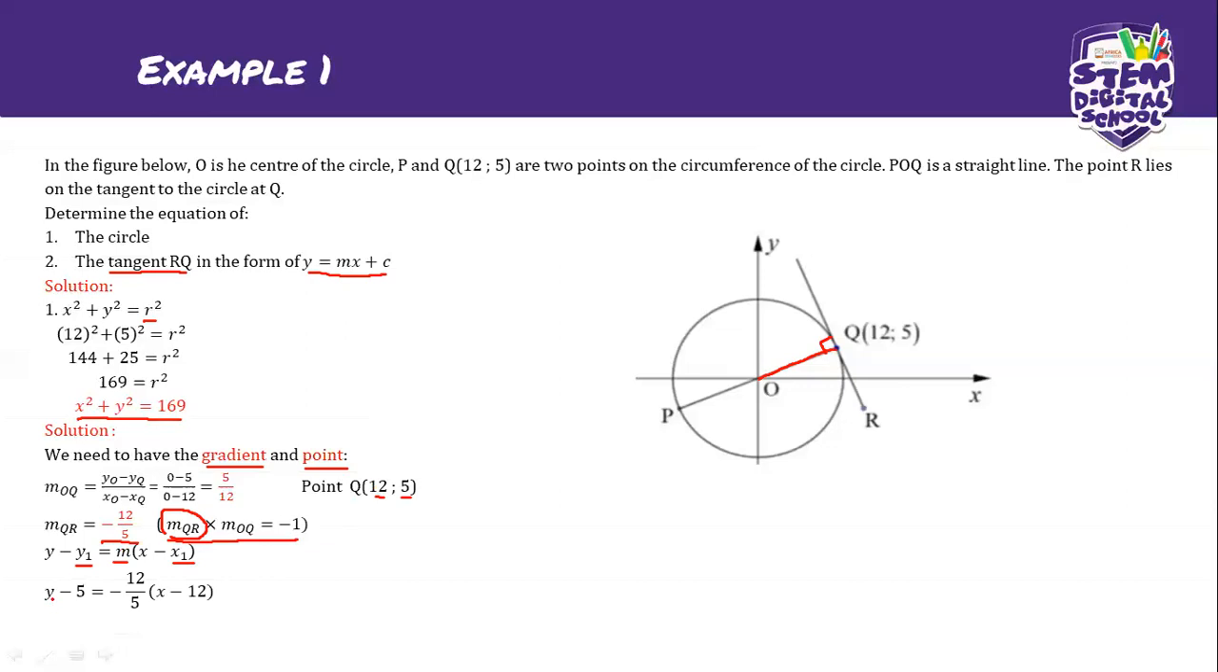Then we make y the subject of the formula, and this -5 we transpose to the right. And then on the right hand side there, we open this bracket with this negative 12/5. Then now you obtain the equation of a tangent. Very simple, very easy, right? Now let's proceed and see.